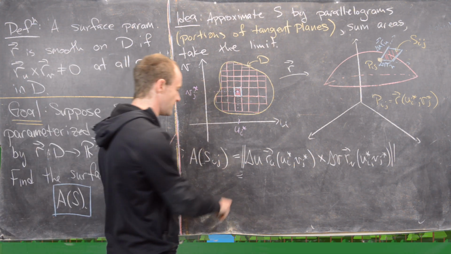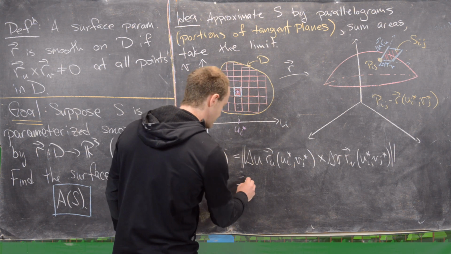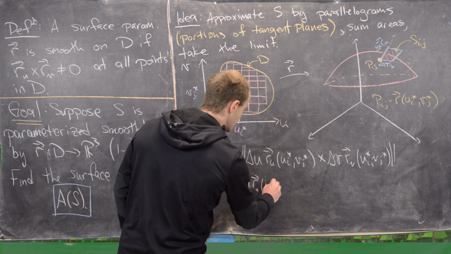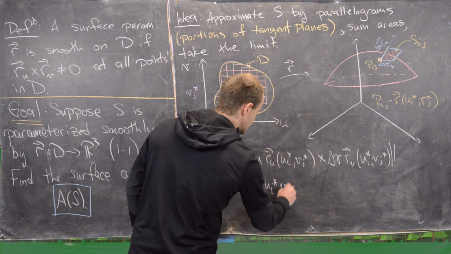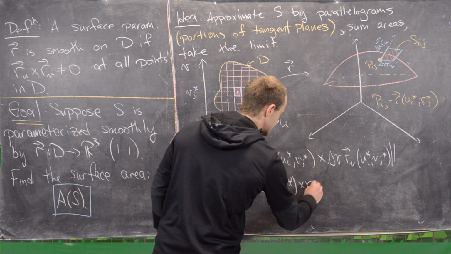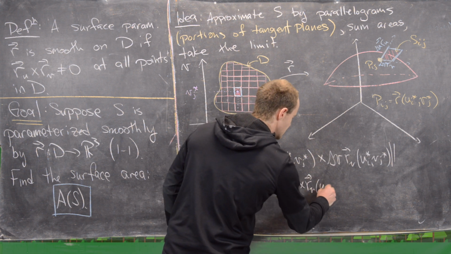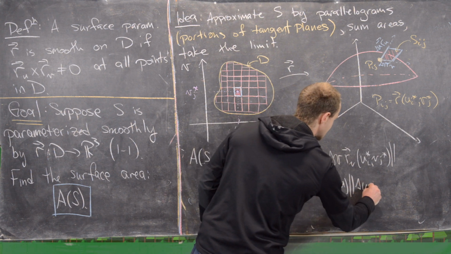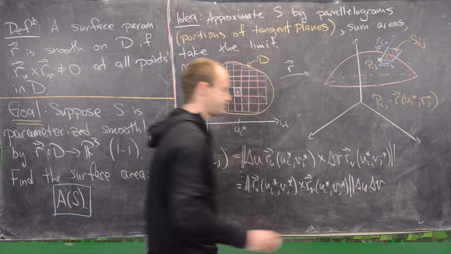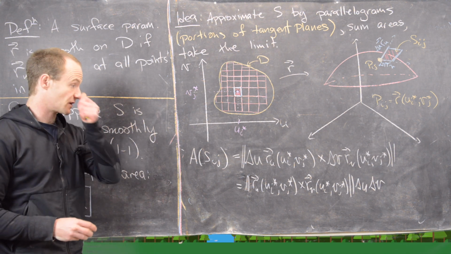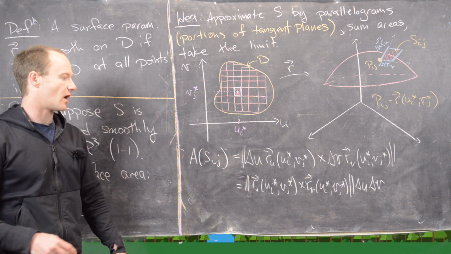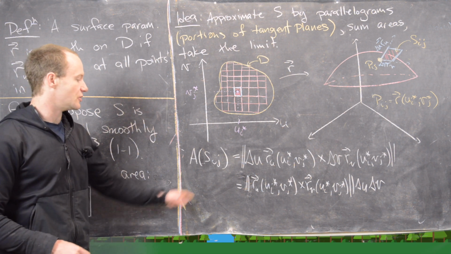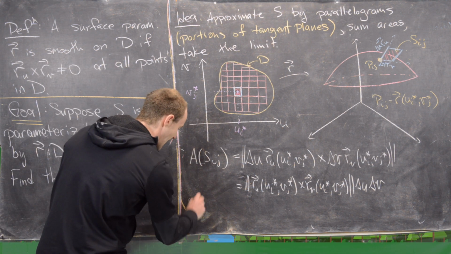But now what we can do is take the delta U and the delta V out, so that makes the area of this parallelogram equal to delta U delta V times the magnitude of r_u(u_i*, v_j*) cross r_v(u_i*, v_j*). I'm taking my delta U and my delta V out. We're assuming delta U and delta V are positive, and so we can do that. They're all automatically scalars.